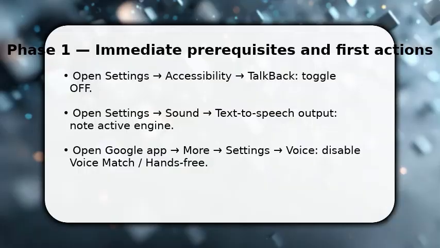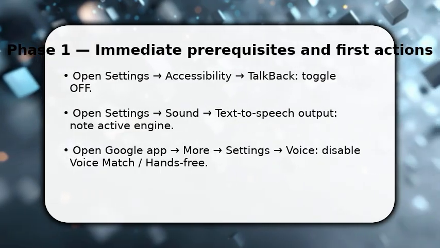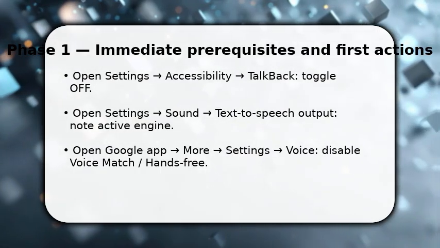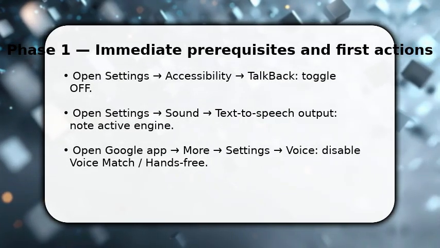Please enjoy the video. You start by stopping the accessibility and assistant voice sources so the talking stops immediately. First, go to Settings, Accessibility, and turn Talk Back off. This ends continuous spoken feedback.